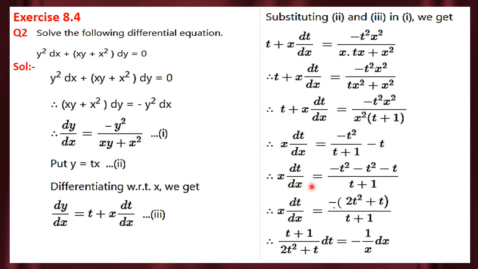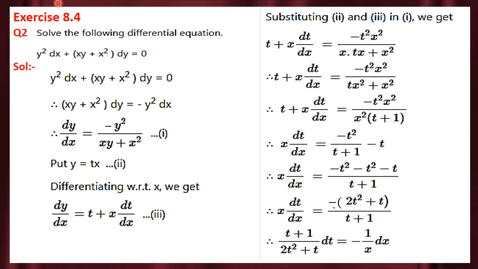Then x into dt by dx is equal to minus t square minus t into t plus 1, that is minus t square minus t into t plus 1. So denominator will be t plus 1. Now x into dt by dx is equal to minus t square minus t square plus t, that is minus 2t square plus t, minus is taken out, minus of 2t square plus t upon t plus 1. So dt into t plus 1 upon 2t square plus t is equal to minus 1 by x into dx.